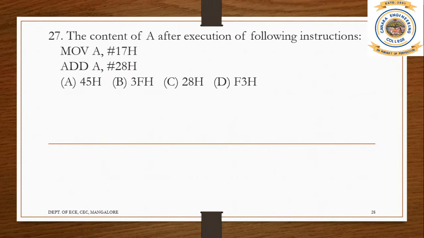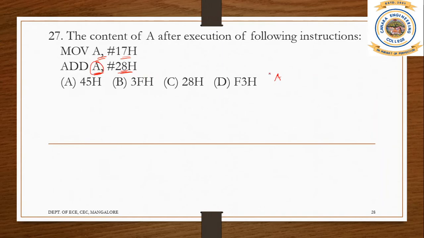Now there is a little bit of computation. Okay, you can have questions for your entrance exam related to simple computations which require 1 or 2 steps. So here is one such question. You have move A comma hash 17H followed by add A comma hash 28H. So both are immediate addressing modes. 17H will be immediately moved to the accumulator, and 28H will be added with that content in the accumulator, and the accumulator will be updated with the result.